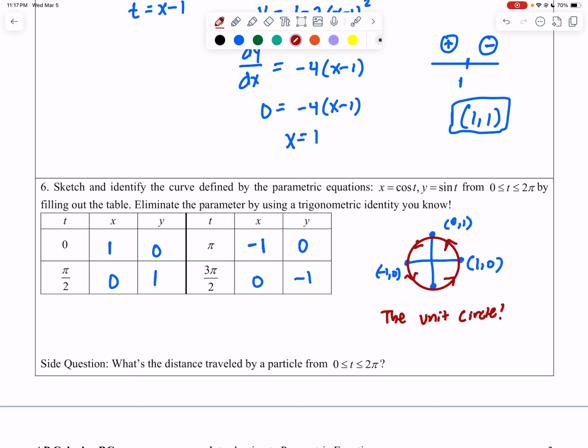And then it's asking you what's the distance traveled by a particle from 0 to 2 pi. Well, the distance here is just going to be my circumference. And in this case, if I have a radius of 1 here, then my distance is just going to be 2 pi.